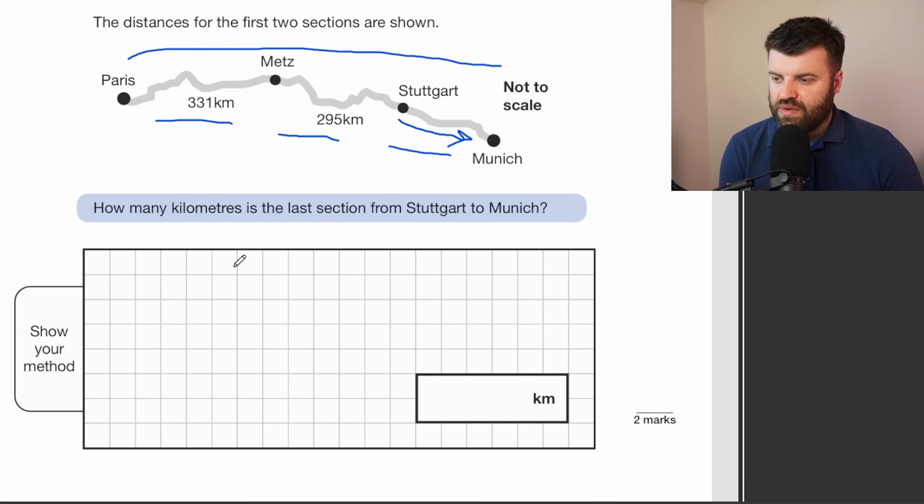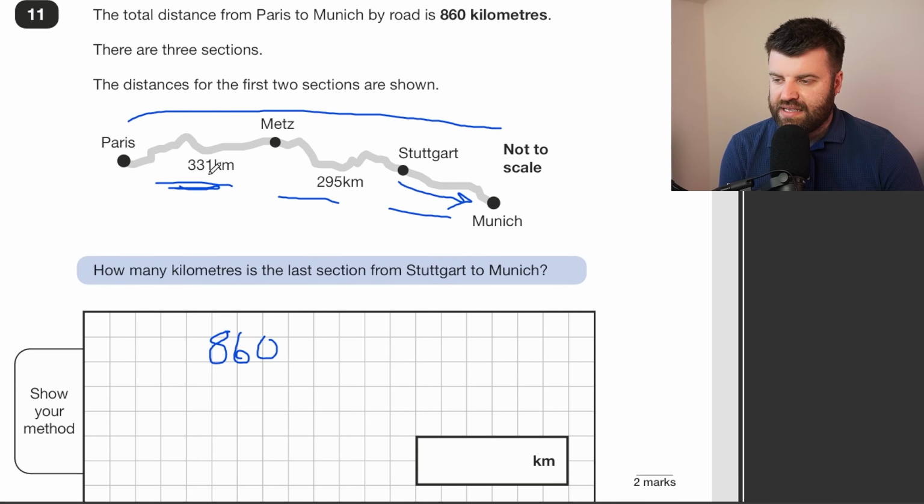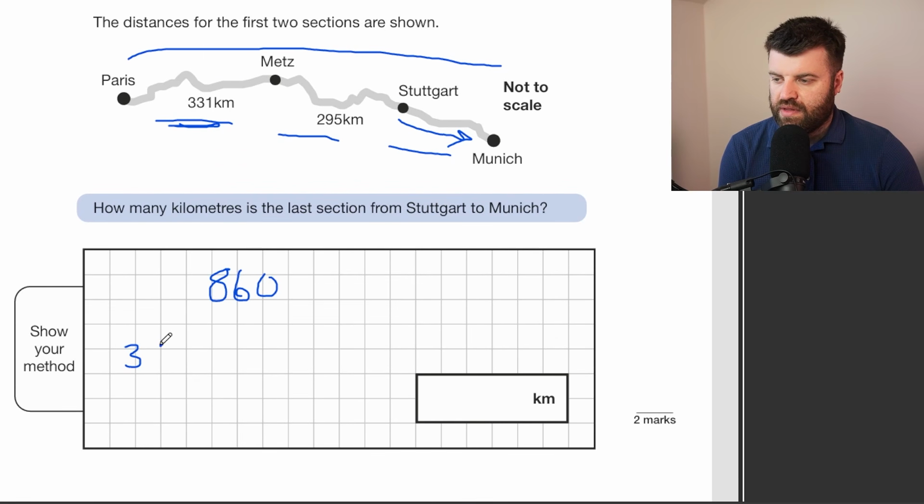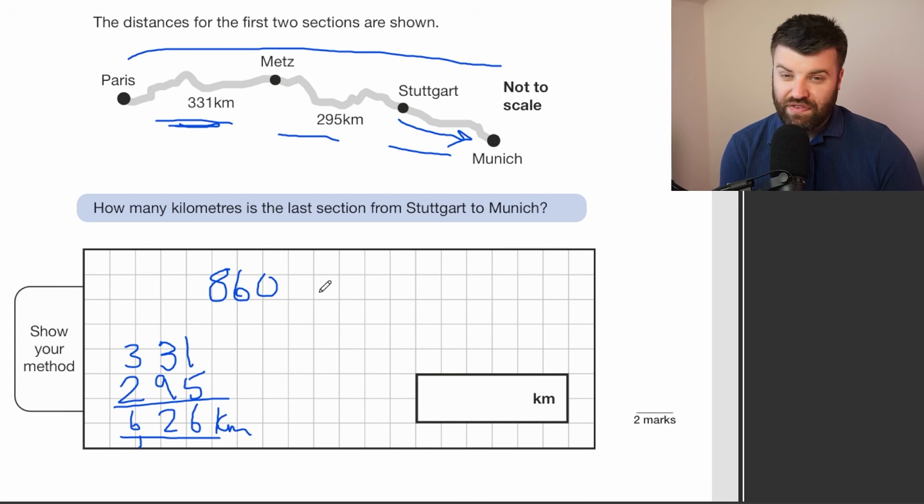Well, the total is 860. The first part from Paris to Metz is 331. And then from Metz to Stuttgart, it's 295. So let's add those 2 up first. Let's find out what those 2 are in total. This is going to be my first step. 1 plus 5 is 6. 3 plus 9 is 12. 3 plus 2 plus 1 is 6. That's 626 kilometers.